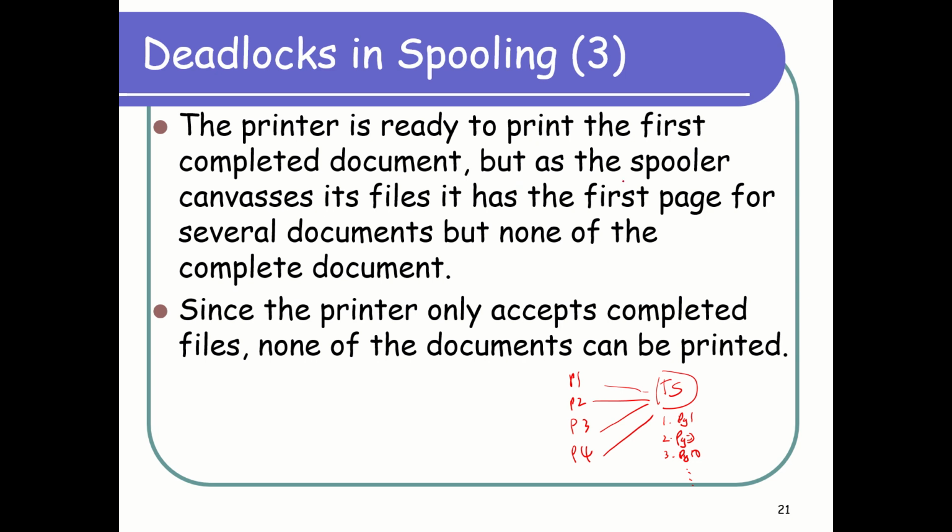The printer is ready to print the first completed job, but the spooler is full. It has the first page of several documents, but none of the completed documents. In order for the printer to print, it must print a completed job, not a partial job. Since the printer only accepts completed files, none of the documents can be printed, because the spool only has pages, partial jobs, not completed jobs. The printer doesn't accept that. You tell the temporary storage, sorry, I just want to print completed jobs, not partial ones. So this is a deadlock situation in spooling.